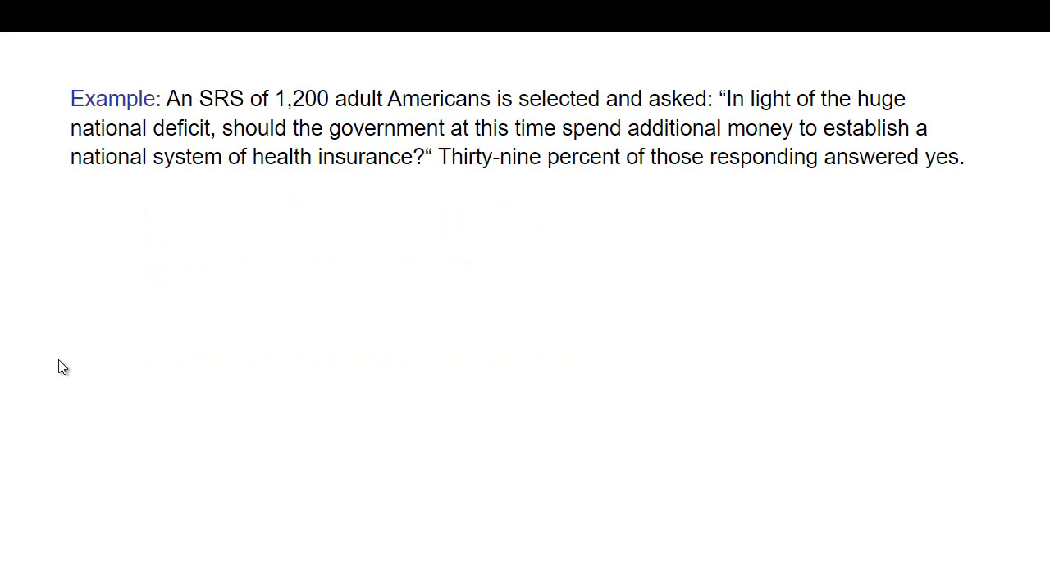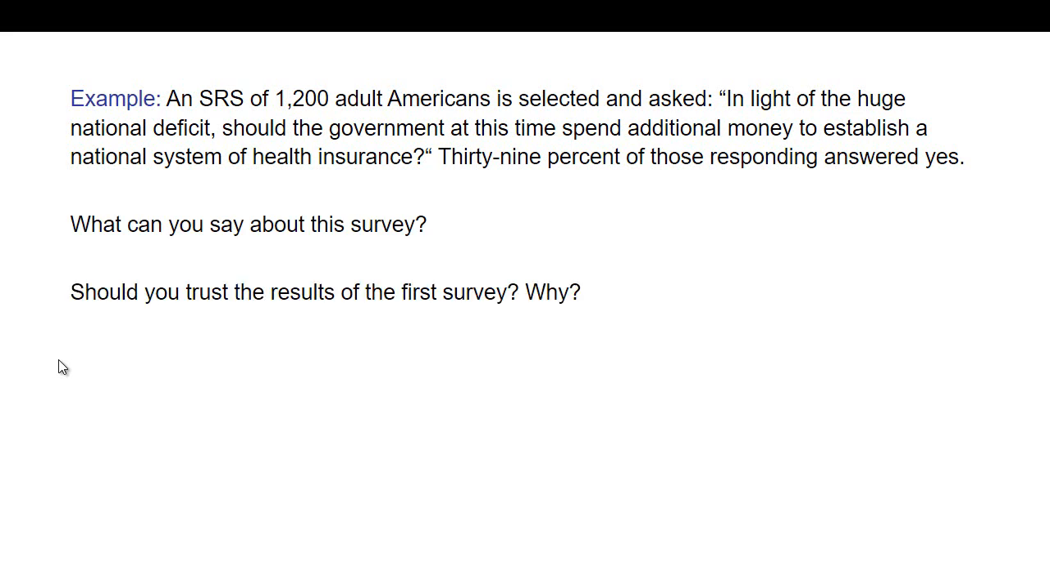Here's another example. A simple random sample of 1,200 adult Americans is selected and asked, in light of the huge national deficit, should the government at this time spend additional money to establish a national system of health insurance? 39% of those responding answered yes. So what can we say about this survey, and should we trust the results?